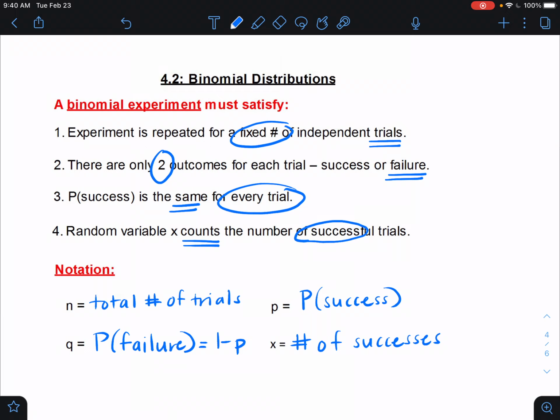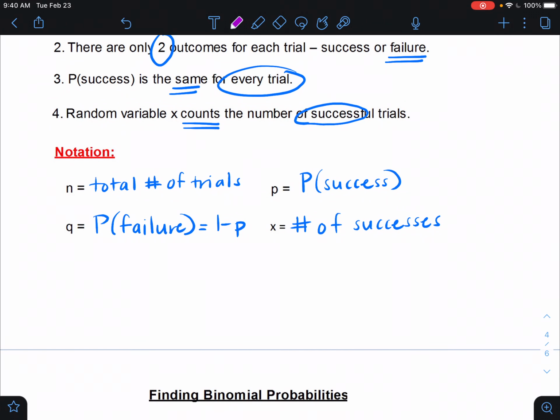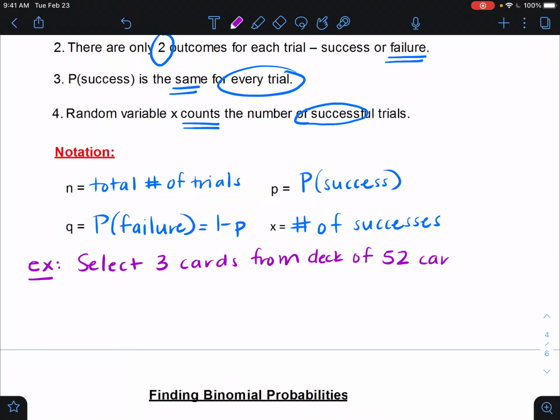All right, so let's take a quick little example here, and let's just run through kind of how we would determine if we have a binomial experiment, and how we would label the values of n, p, q, and x. All right, so in this example, let's say we are going to select 3 cards from a standard deck of 52 total cards.